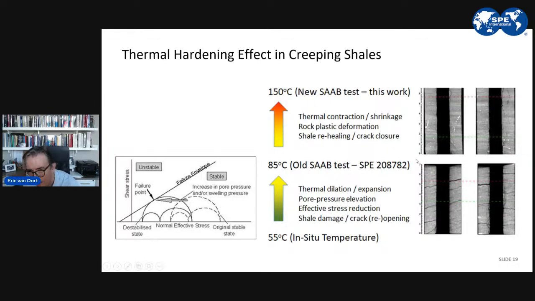It looked like at intermediate temperatures, the shale was radially cracking. And this is because of thermal dilation and pore pressure elevation, so we can explain that. But that kind of cracking goes away at higher temperatures. So if you go to 150 degrees centigrade or beyond, then actually the shale reheals. You see all the cracking, in fact, disappear, and you get a tremendously good barrier.